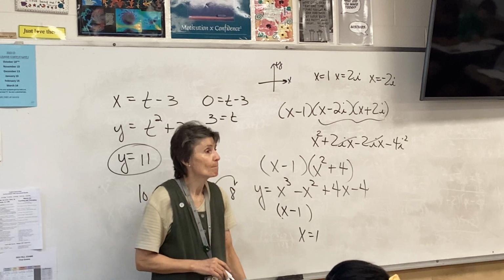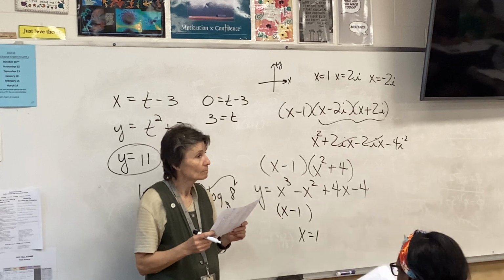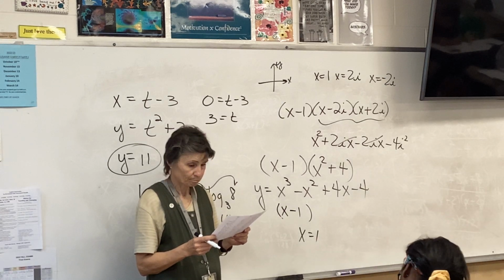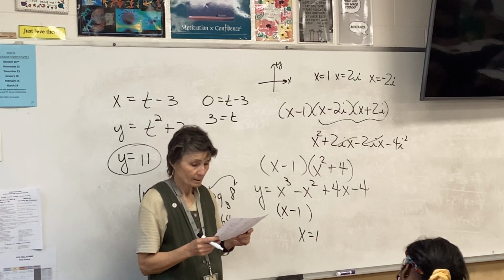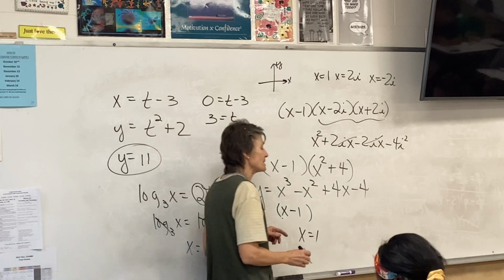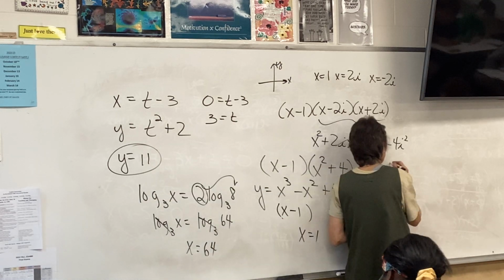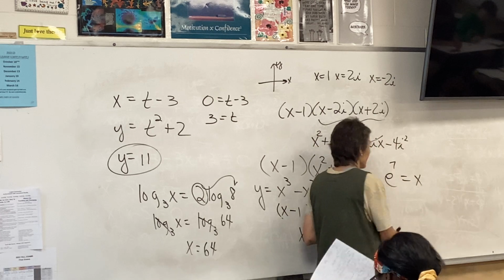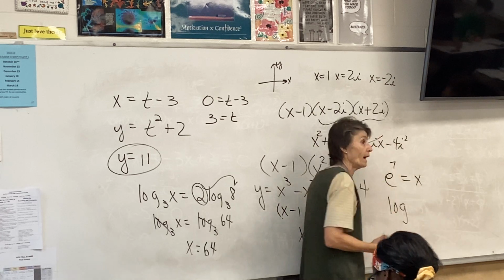Katie? Can we do 18? Understand what it means by writing on the same page? It means undo the log. So you have e to the 7 equals x. That's log base what?